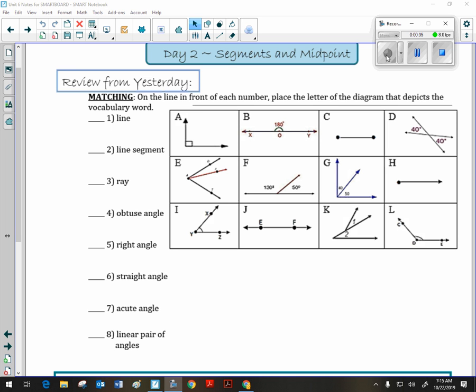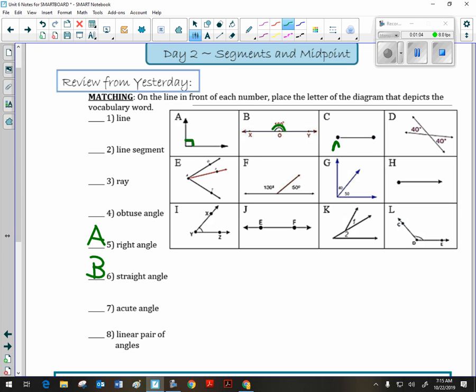I'm going to do a quick run through on your answers now that you've completed them on your own. A is a right angle, and I know that because of the little box that's drawn in the corner. B is a straight angle because although it looks like a line, they're referring to the angle that measures 180 degrees. C is a line segment, and I know that because that line segment has endpoints at both ends.